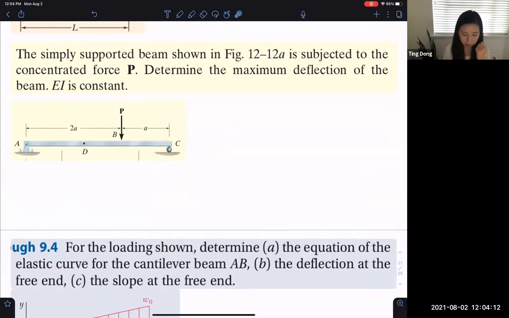And of course, at point A, y equals 0. At point C, y equals 0. These are two boundary conditions, two equations we can have.